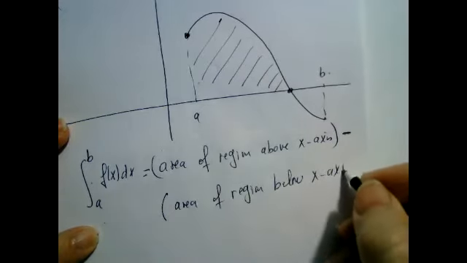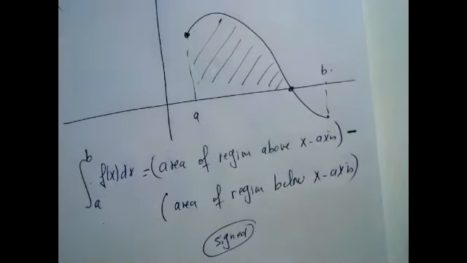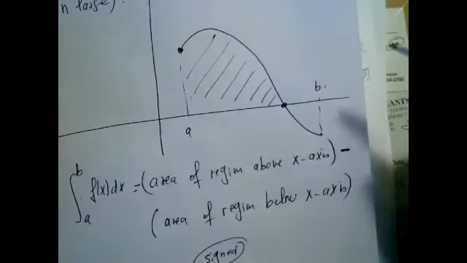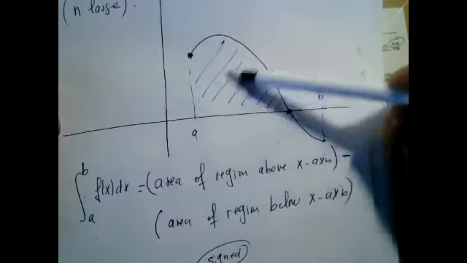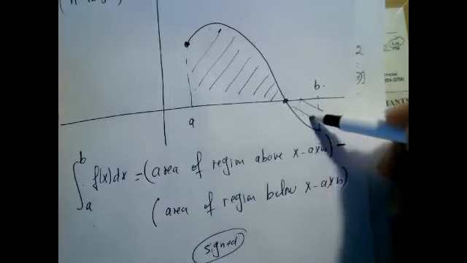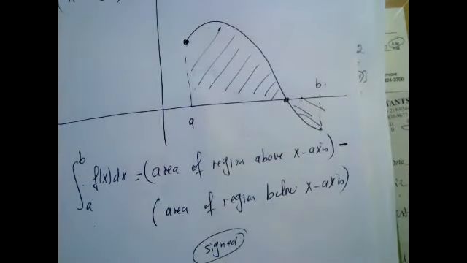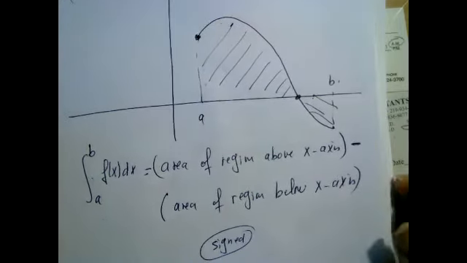Some books call it the signed area, signed because we're taking the sign into consideration. So when the function takes positive and negative values, the integral is not the area anymore. It's the area of the region above, minus the area of the region below. That's really what the definite integral represents, because that's what the Riemann sums are.